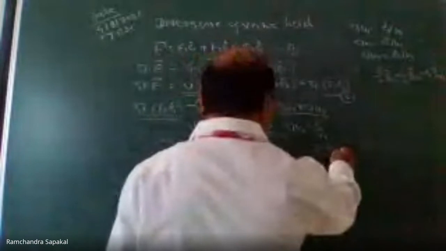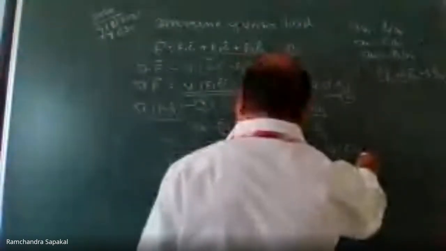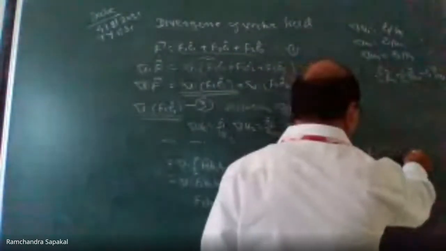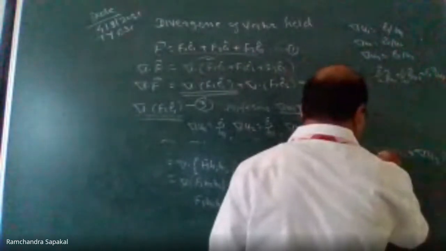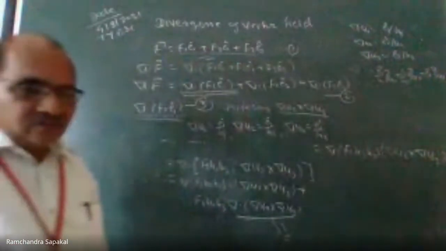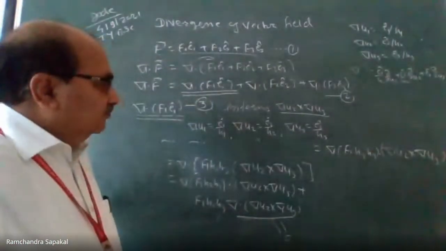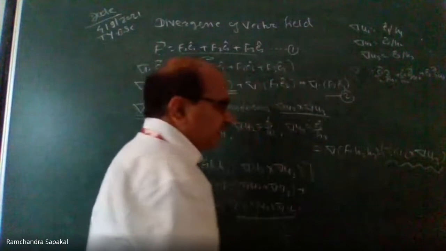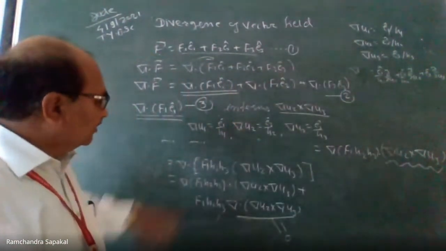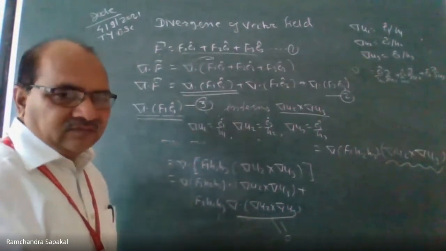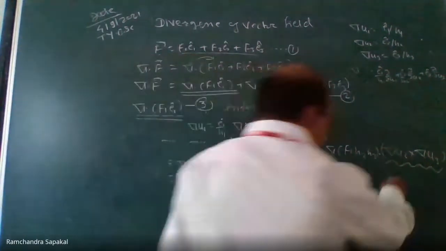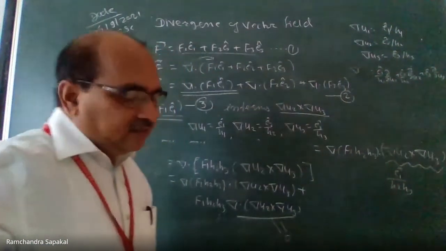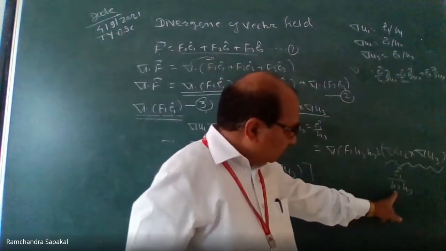So this is the f1, h1, h2, h3 dot del u2 cross del u3, which is equal to pi here. So this is nothing but e1 upon h2 into h3.